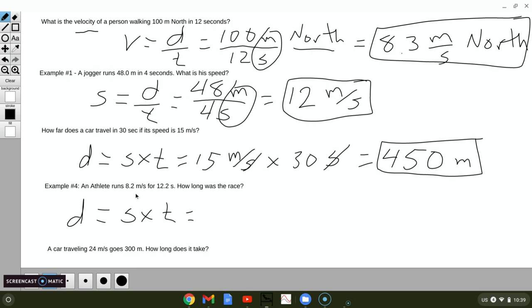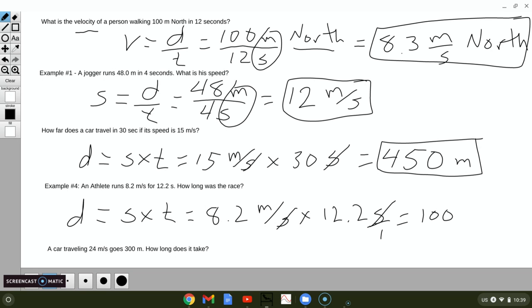Now the speed is 8.2 meters per second. Put that there. Times the time, which is 12.2 seconds. The seconds cancel because we have some on the bottom of the fraction, and this seconds over here is the same as seconds over 1, on top of the fraction, so they cancel. You multiply those out, and let me check my calculator real quick, I believe it comes out to be 100.04. It does.